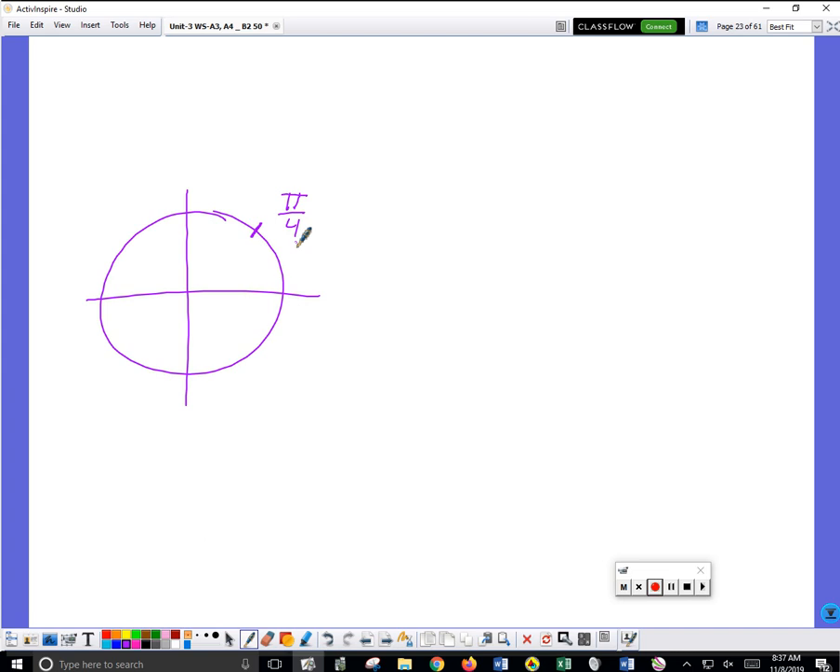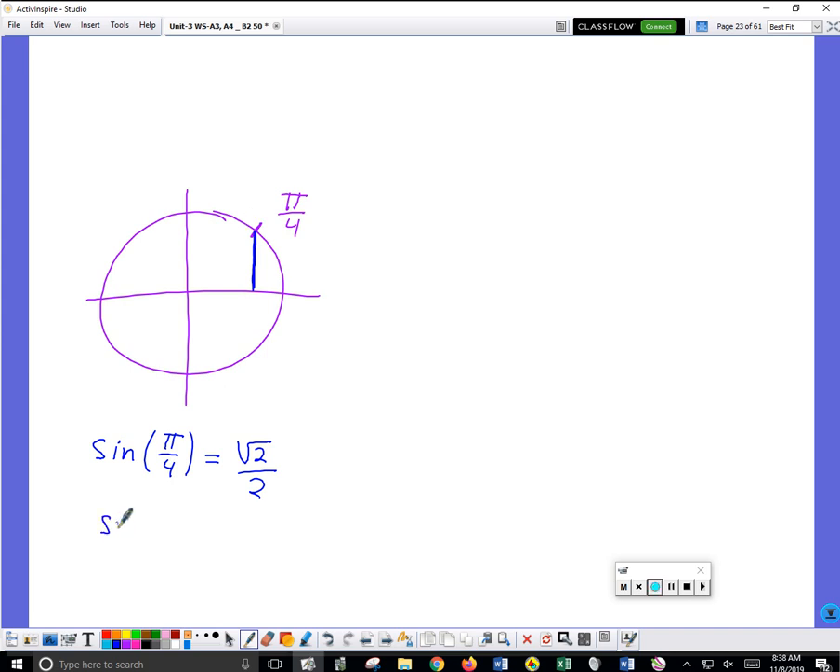Okay, at all of the fourth angles, the sine and cosine values are always the same. They're always root 2 over 2. Sine is the up and down. So the sine of pi over 4 is root 2 over 2. Just say it out loud, please. Am I moving in a positive direction or a negative direction? Positive. So this is positive.